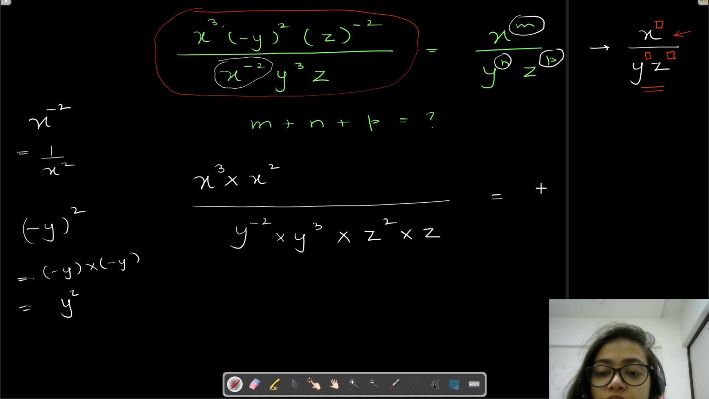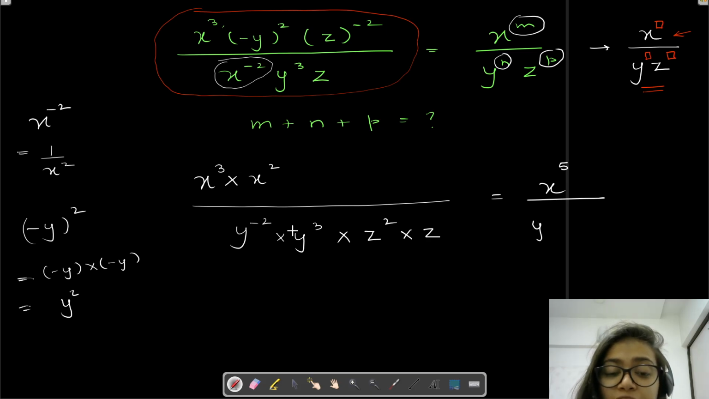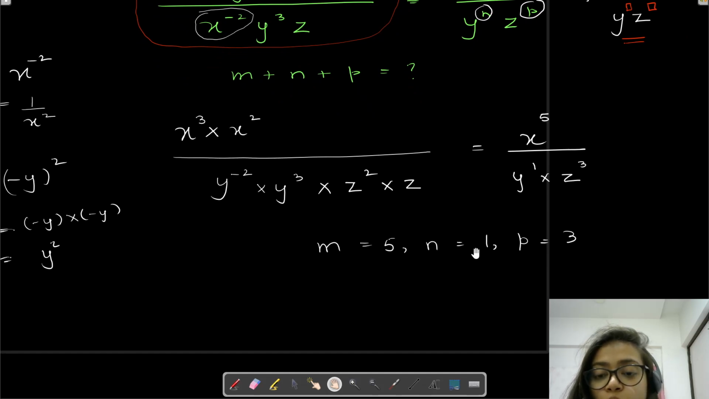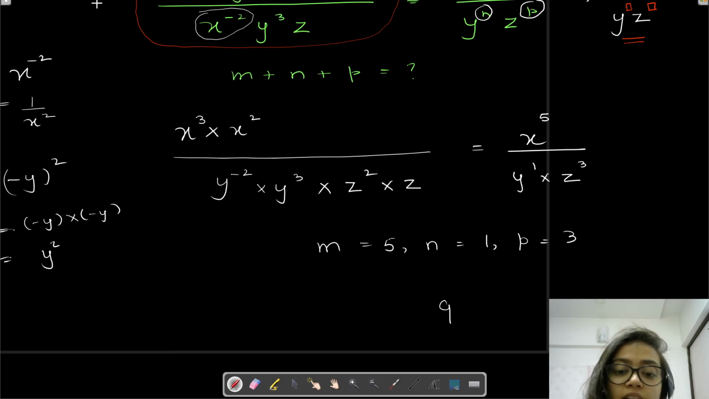So this is x raised to 3 plus 2, that is 5. Then we have y raised to negative 2 plus 3 is 1. Then we have z raised to 2 plus 1 is 3. So that means m is 5, n is 1, and p is 3. So we get m plus n plus p as 5 plus 1 is 6, 6 plus 3 is 9. So 9 is the answer.